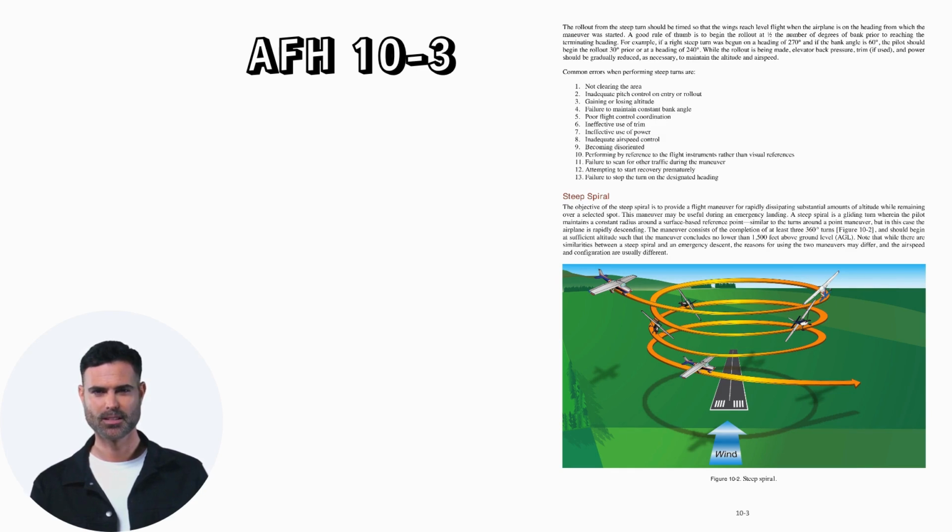The maneuver consists of the completion of at least 360 degrees turns and should begin at sufficient altitude such that the maneuver concludes no lower than 1,500 feet above ground level (AGL). Note that while there are similarities between a steep spiral and an emergency descent, the reasons for using the two maneuvers may differ, and the airspeed and configuration are usually different.